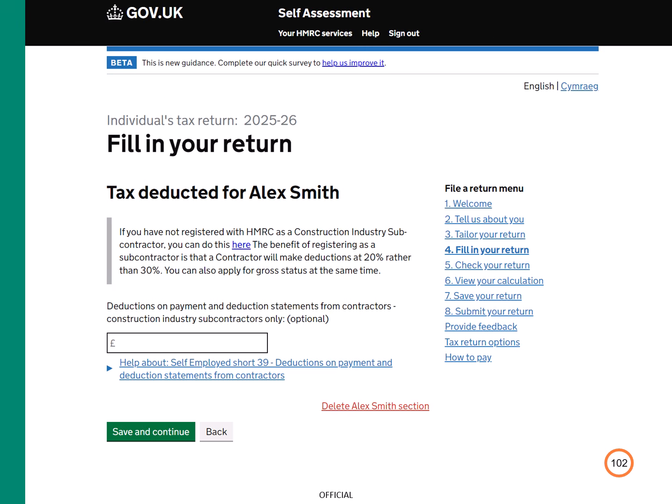So, this page is for tax deducted. Only complete this page if you're in the Construction Industry Scheme. This is where you can show the total amount of deductions made by contractors in the year. You'll find these on the payment and deduction statement the contractor gives you, but don't send these with your return.